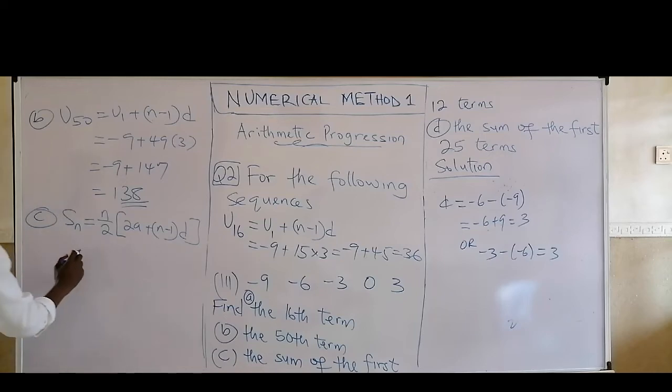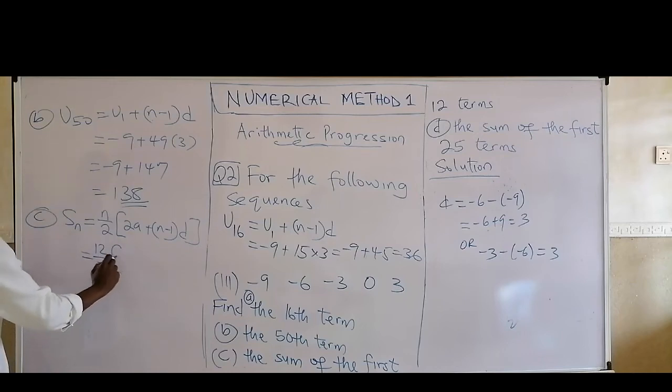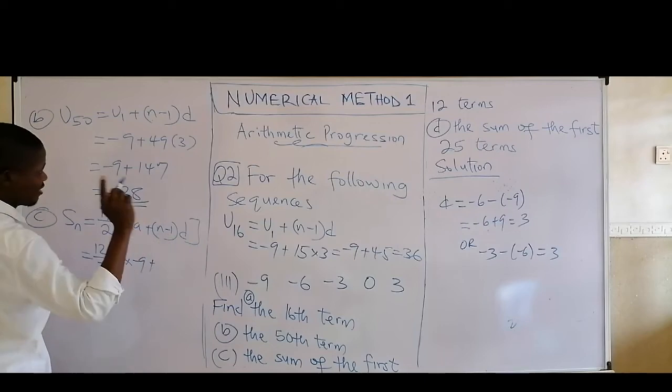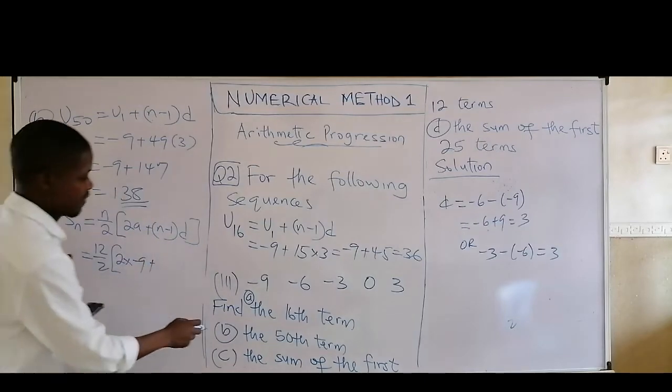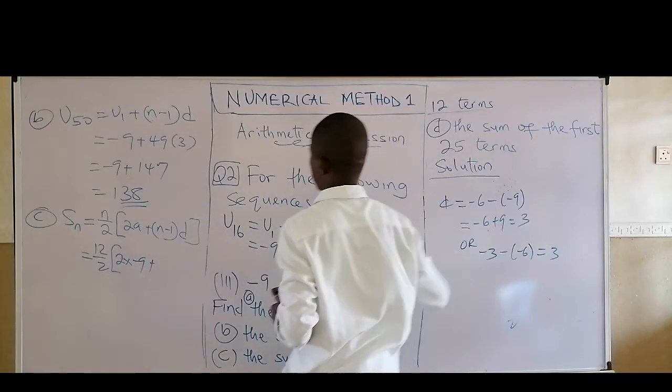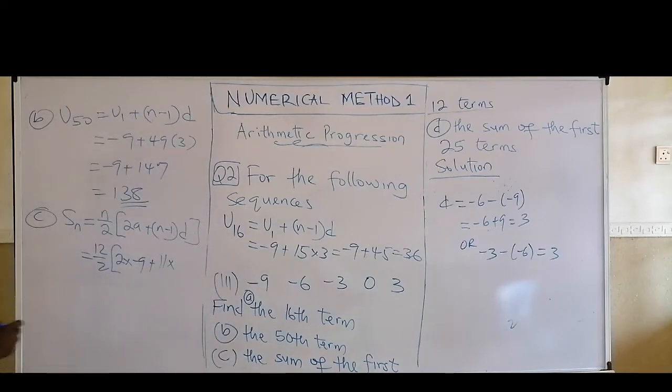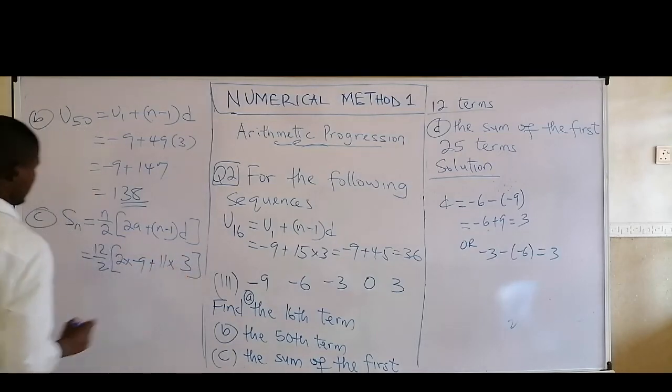So we have all the parameters. n is 12 in this case. That will be 12 over 2, that's 2 times, my a is what? Minus 9. And then the plus n is 12, sum of the first 12 terms. So that will be 12 minus 1, that's 11 times. My d is what? My d is 3.